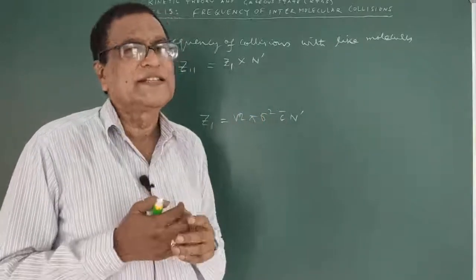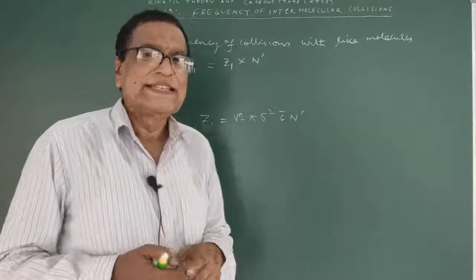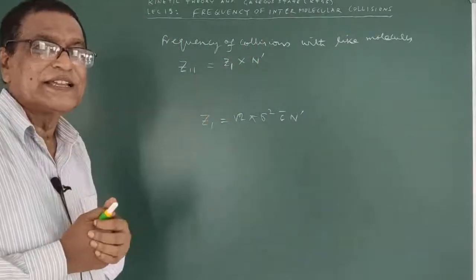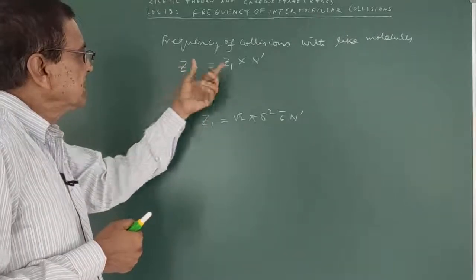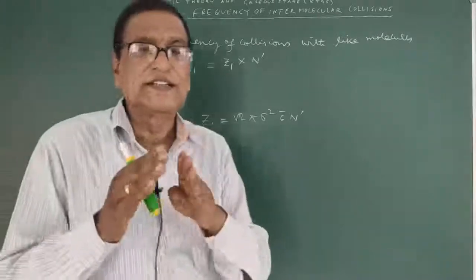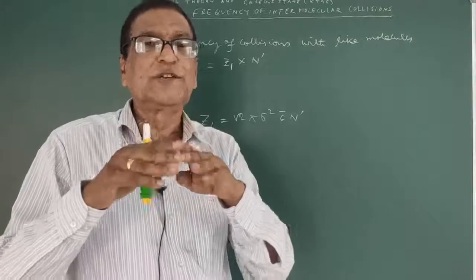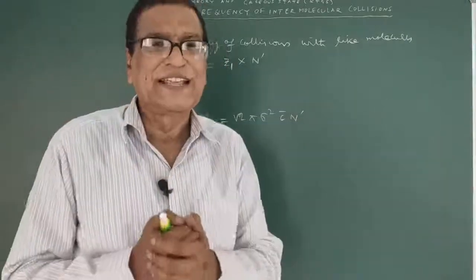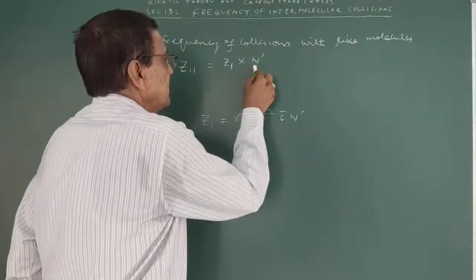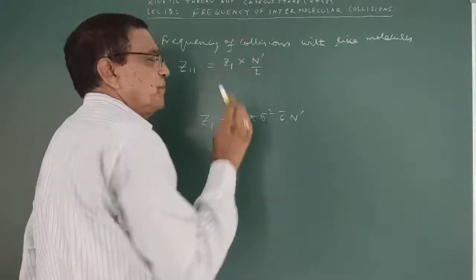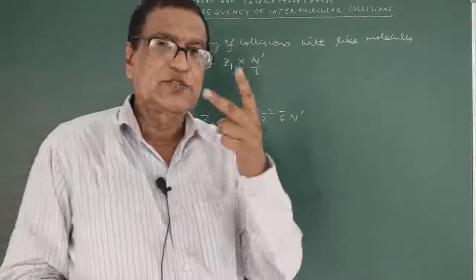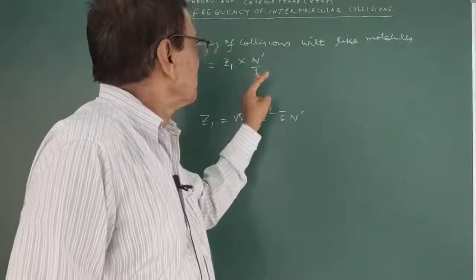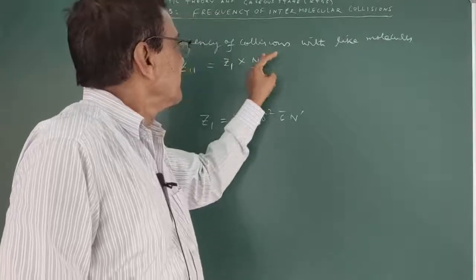But one thing I have to modify. If we multiply by n dash only, then each collision is calculated twice. To avoid the double counting, it has to be divided by 2, since 2 molecules make 1 collision, so the number of collisions will be n dash by 2.